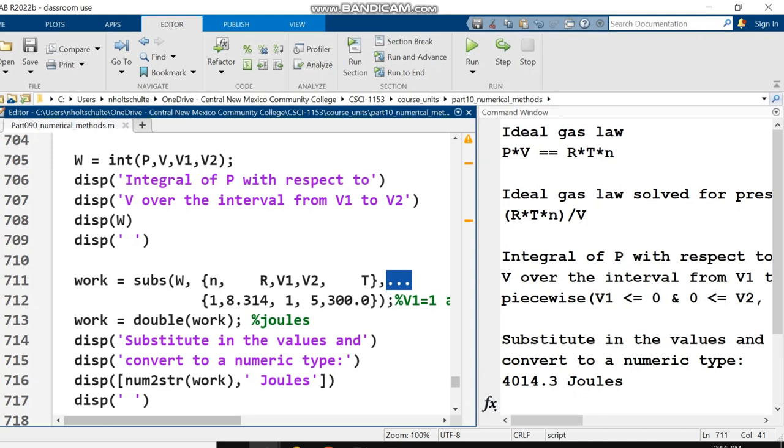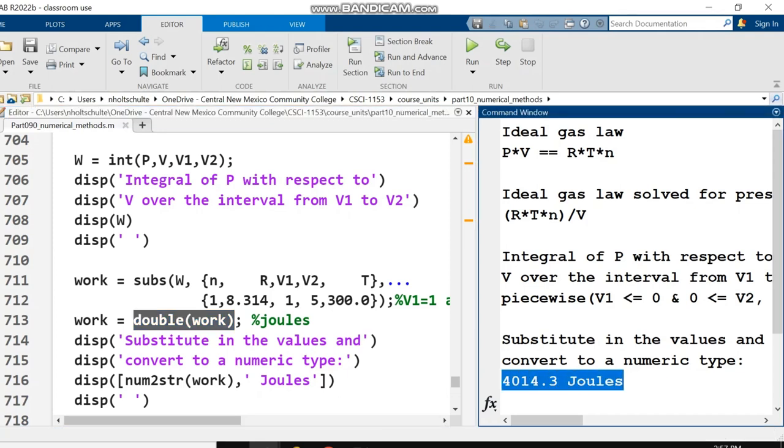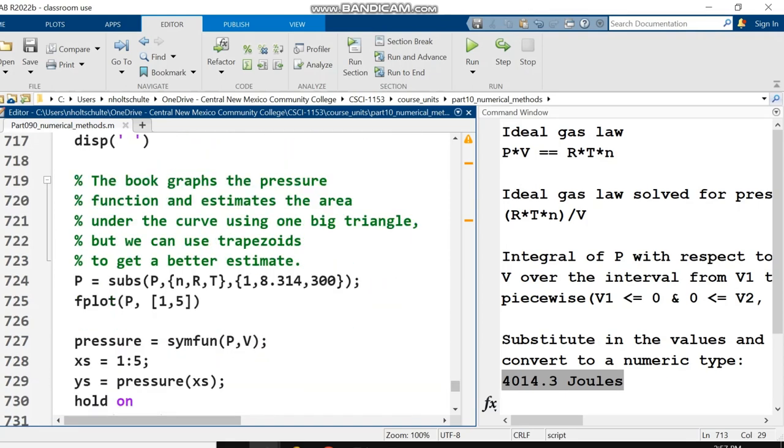And I put in some spacing to try and line up vertically what is being replaced by what else. At this point, all the variables or constant placeholders have been replaced with numeric values. I use the double function to convert it from symbolic to numeric, and then I go ahead and display it out. So for this piston, it's going to perform 4,000 joules of work.